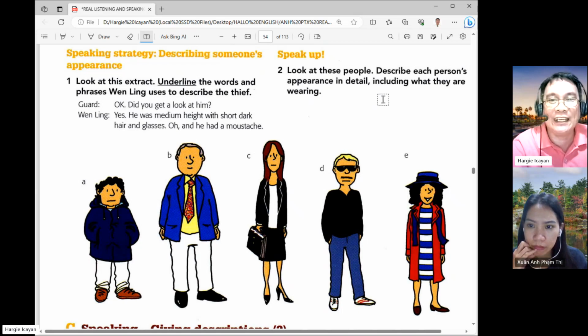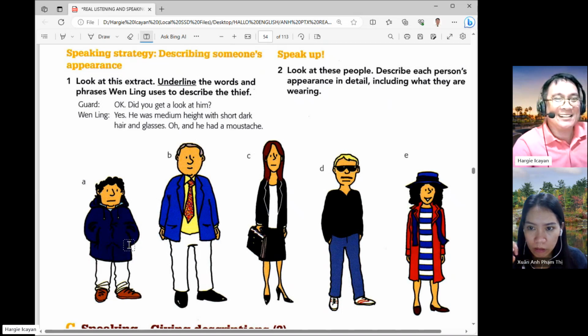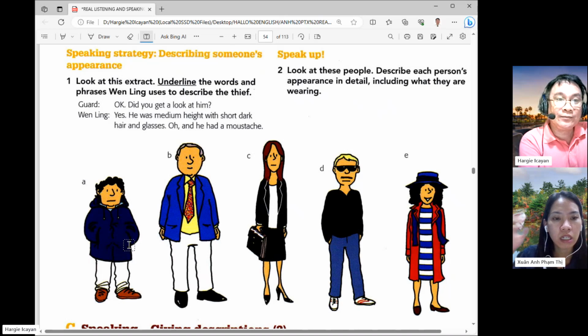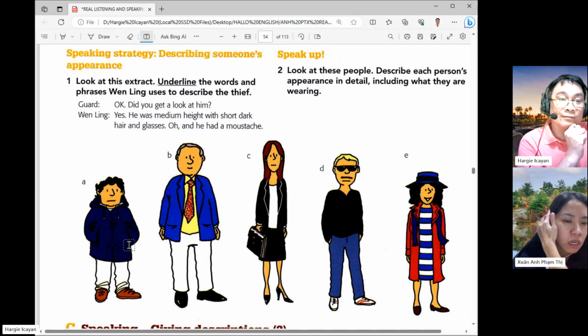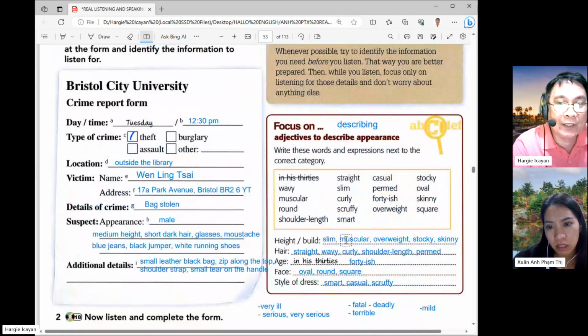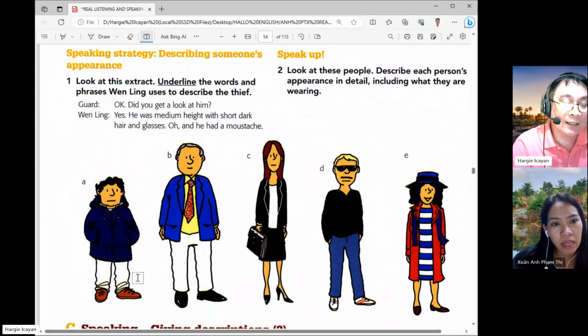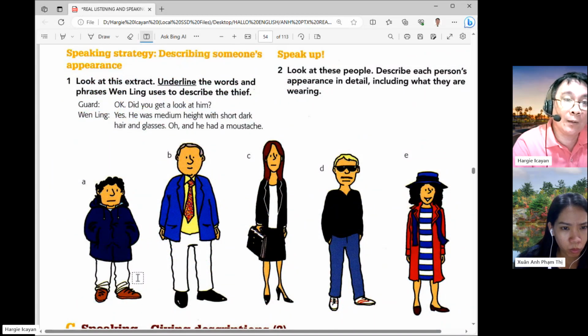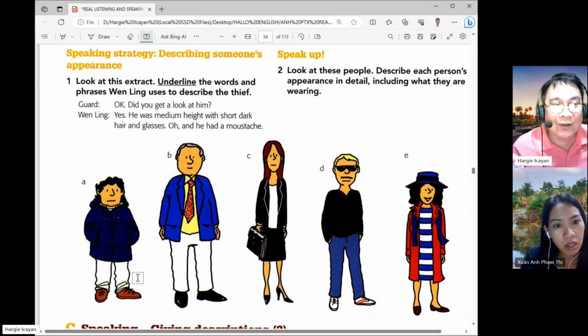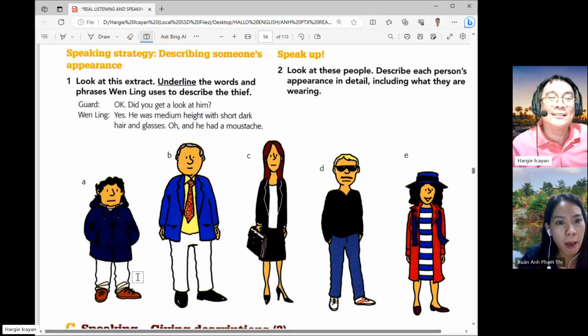Describe each person's appearance in detail, including what they are wearing. Can you please describe letter A? This is a female, and maybe she is in her 40s. She has short, curly, black, shoulder length hair, and she has a square face.